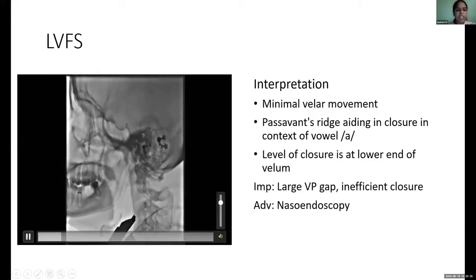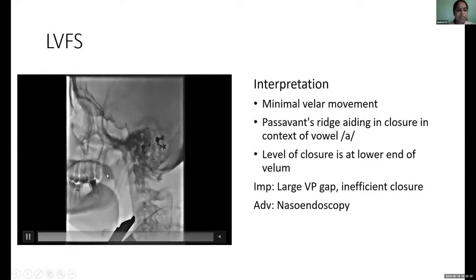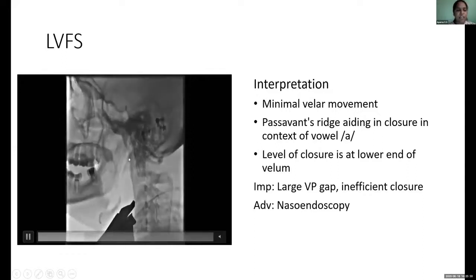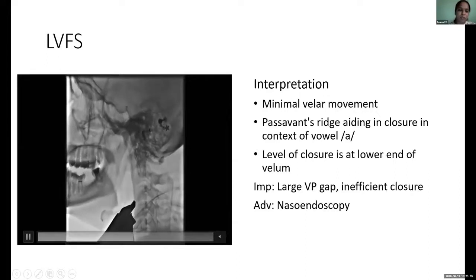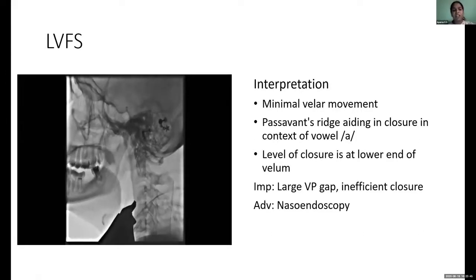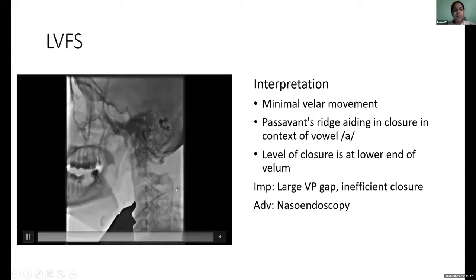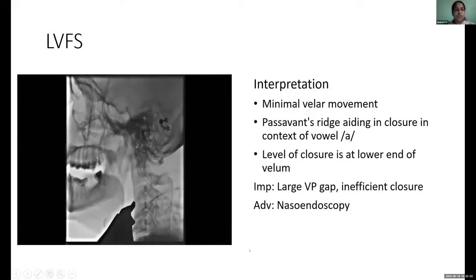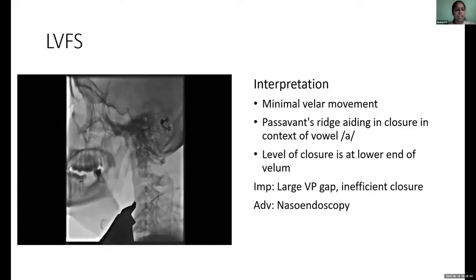So you can see a large Passavant's ridge coming forward here, and it was not present for other sounds. When she's saying E, U, there was no Passavant's ridge, no contact. But with A, the velum was moving back slightly, and the Passavant's ridge came closer to the velum and there was a contact. Though this was a sure case of velopharyngeal dysfunction, to confirm this movement we had to do a nasoendoscopy for this case.